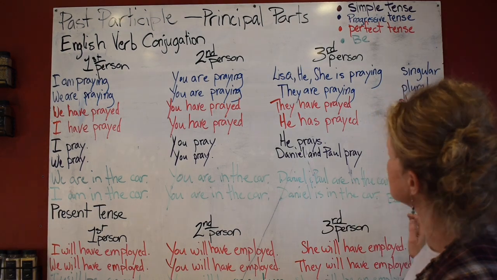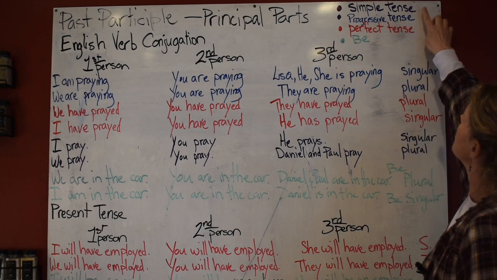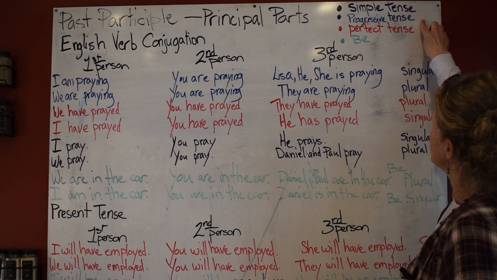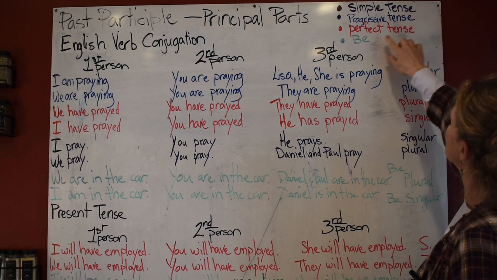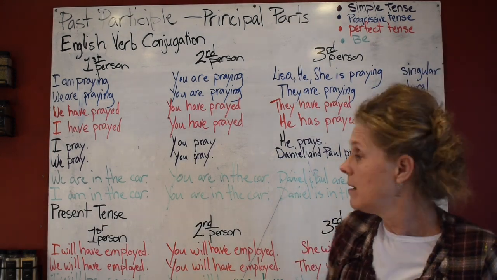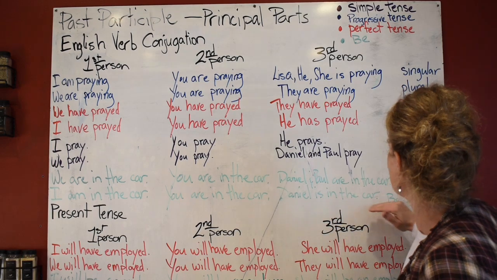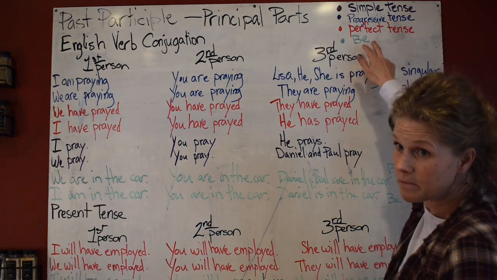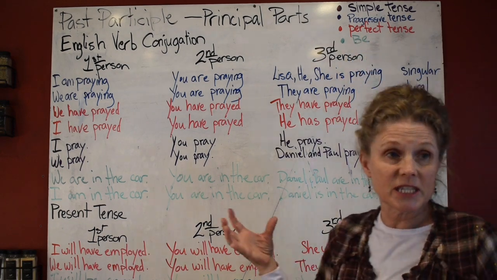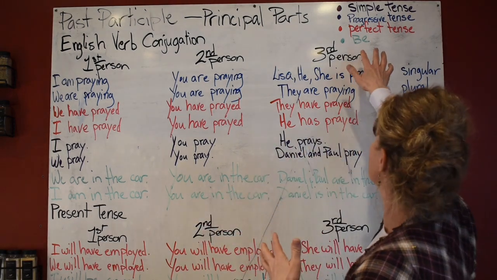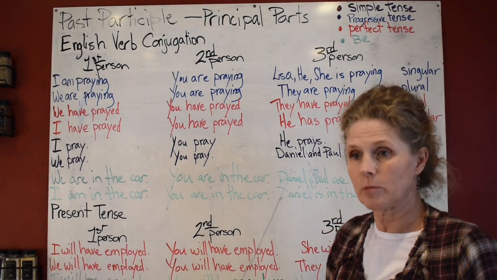Now we are going to focus on your simple tenses, and I color coordinated these, you guys. Purple is the simple tense, progressive is blue, red is the perfect tense, and I put in the be verb so we can see the difference in how our verbs conjugate with the be verb, okay? I'm talking about that being just the state of being. It's a state of being verb.